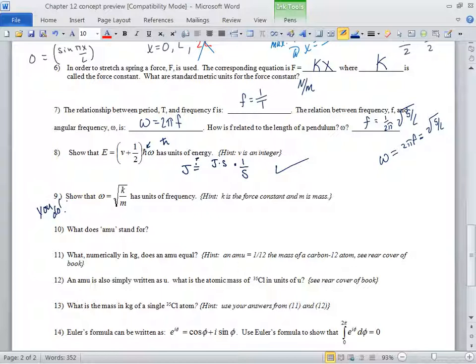What does AMU stand for? Atomic mass unit. Good, atomic mass unit. Okay, now I don't know if anyone brought a book here, but what numerically in kilograms is an AMU equal?